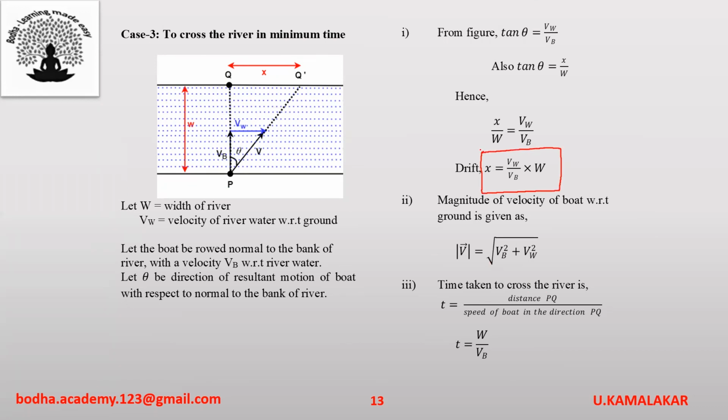Magnitude of velocity of boat with respect to ground is given as mod v bar equals square root of vb square plus vw square. Time taken to cross the river is given as t equals w by vb.